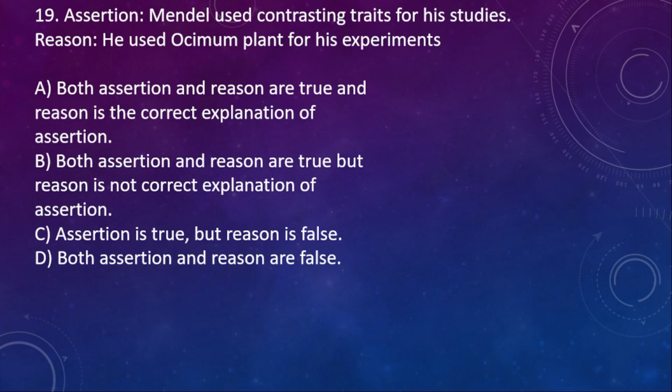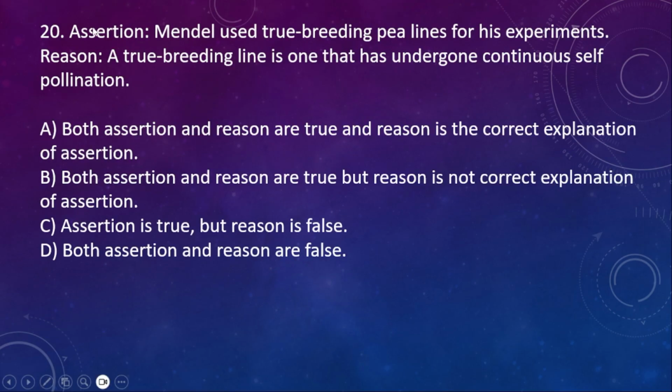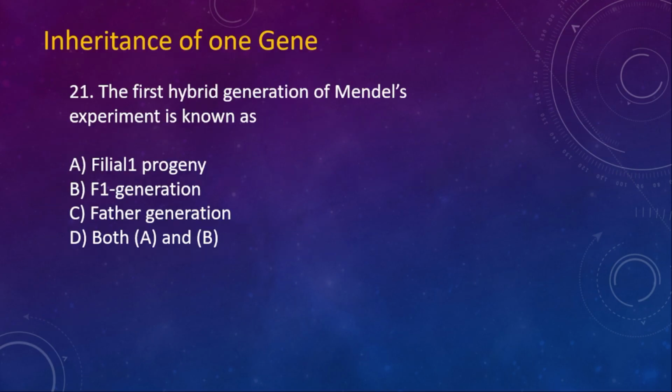Here assertion is true but reason is false. So the right option is option C. 20th question. Assertion and reason. Mendel used true breeding pea lines for his experiment. Reason: a true breeding line is one that has undergone continuous self-pollination. So here both are true, and the reason is the correct explanation of the assertion. That's what the right option is, option A.